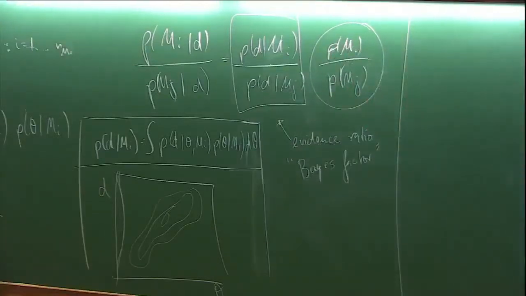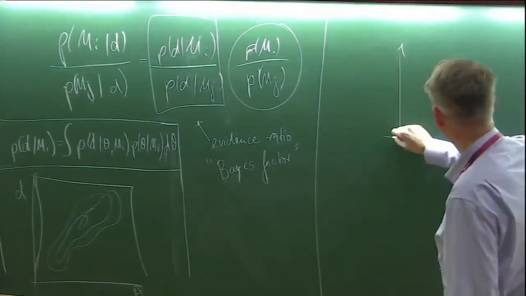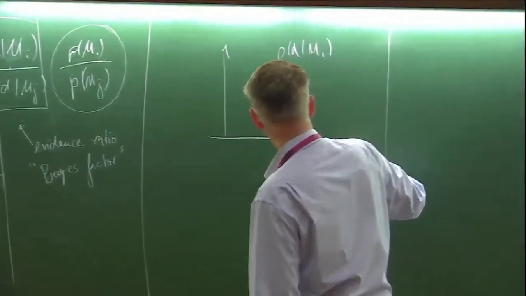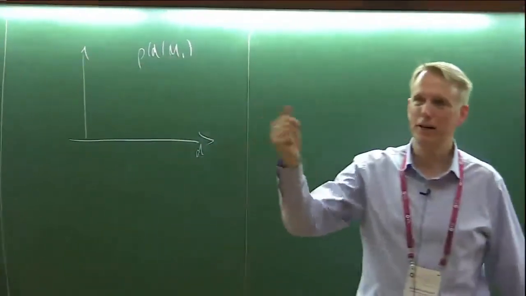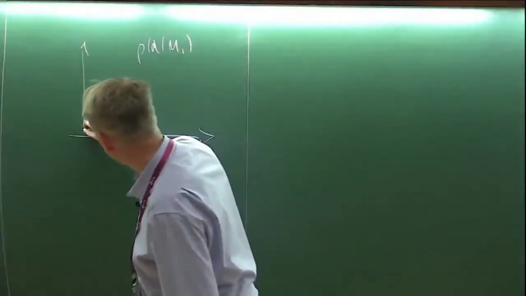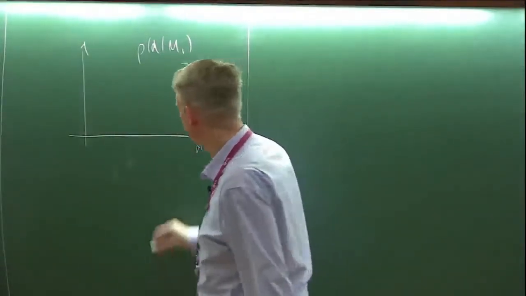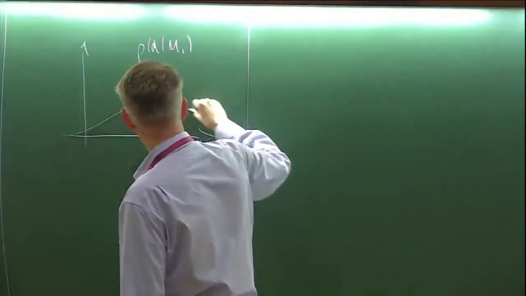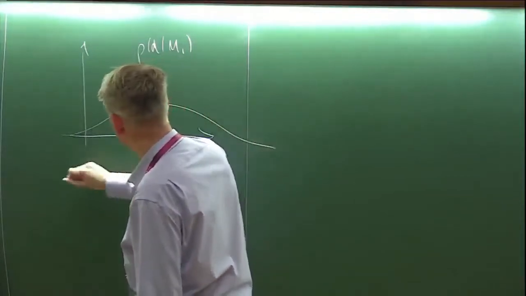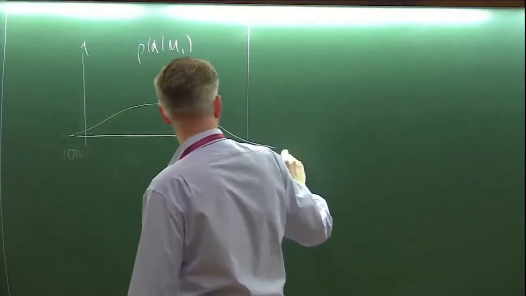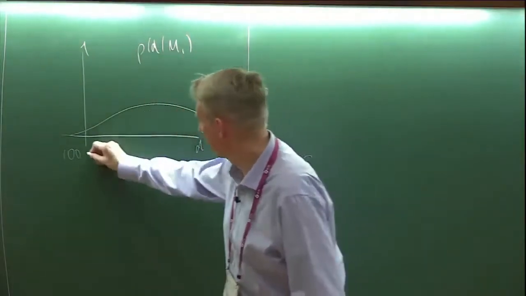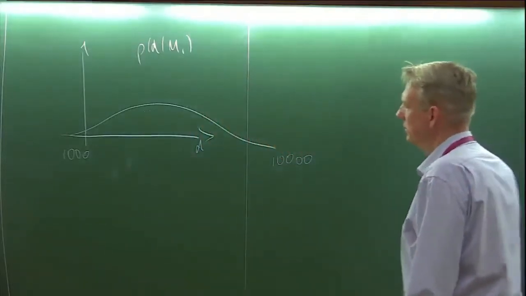So let's say one of them predicts, so here's the predictive density for model 1. The data is, let's say, some stock index tomorrow at noon. And the predictive density for model 1 is somewhere between 1,000 and 10,000. So very, very broad.